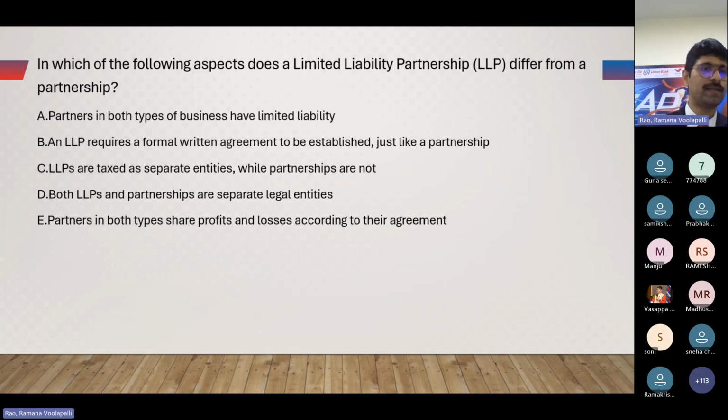So you actually see, okay, Sri has given the answer. Great. LLPs are taxed as separate entities while partnerships are not. That we have discussed in the initial stage also.